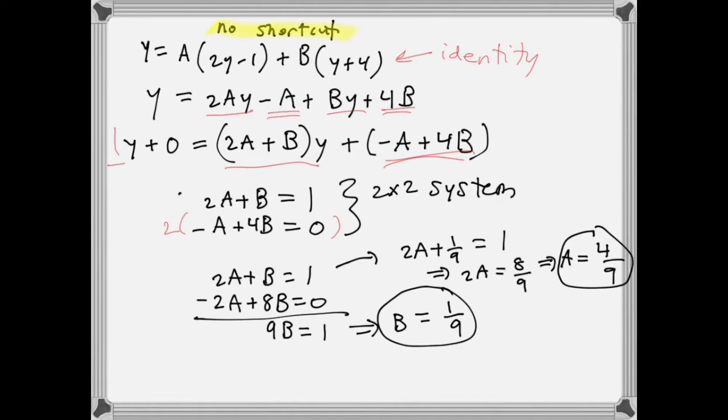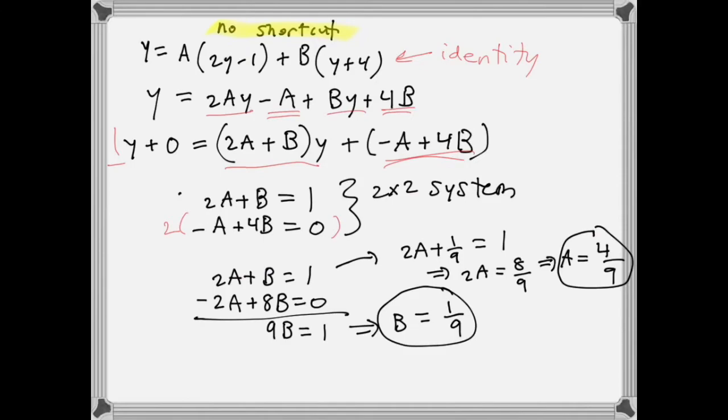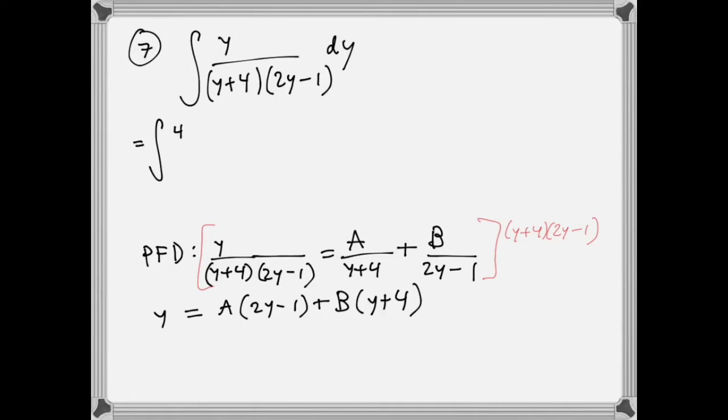Okay, what do we do now? Come back to here. That means that this integral that we're trying to solve is really the integral of, let's look at it, 4/9 over y plus 4 plus, and then the other one was 1/9 over 2y minus 1. So how do we integrate that?